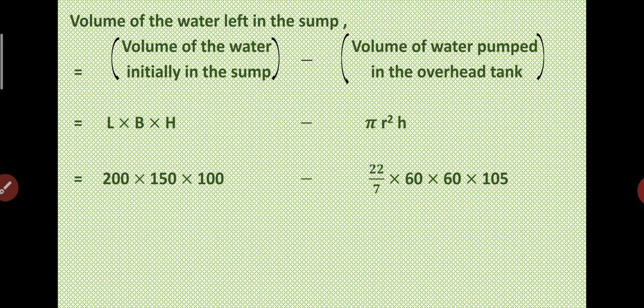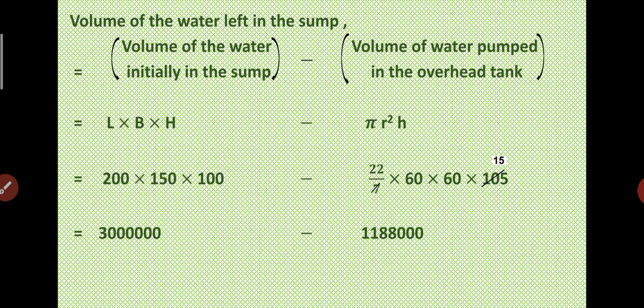L value 200, breadth value 150, H value 100, minus pi value 22 by 7, r square, r value 60, so 60 into 60, h value 105. We have to cancel 7 and 105. How many times? 15 times. 7 ones are 7, 7 15s are 105. Now 200 into 150 into 100, if you multiply, you will get 30 lakhs, minus 22 into 60 into 60 into 15.